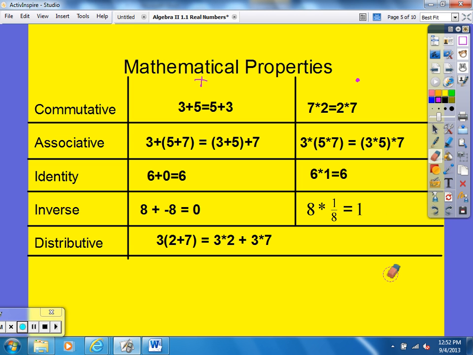So in order to do inverse for multiplication, you actually have to use the reciprocal. You have to use the reciprocal.